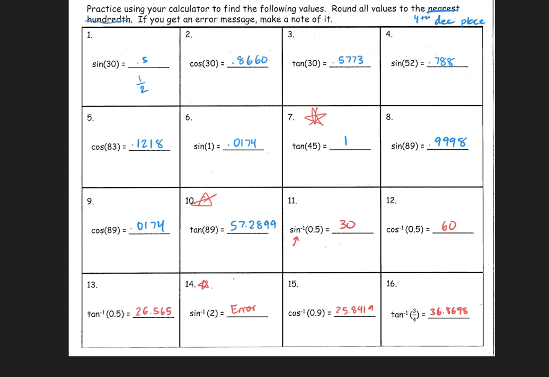Sine of 2 is an error. Sine and cosine both will only ever go up to 1. Neither one of them will ever go past 1. That was my point earlier when I mentioned that all of the blue numbers are less than 1. Only tangent's a special one. It goes above 1. So if ever you're doing this and you plug in and you get an error, that means that the measure has gone above 1, and that's not allowed.